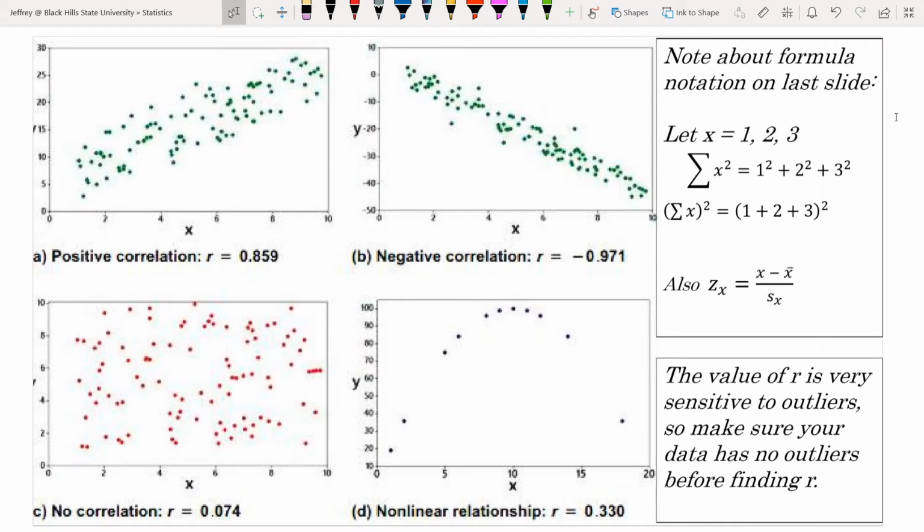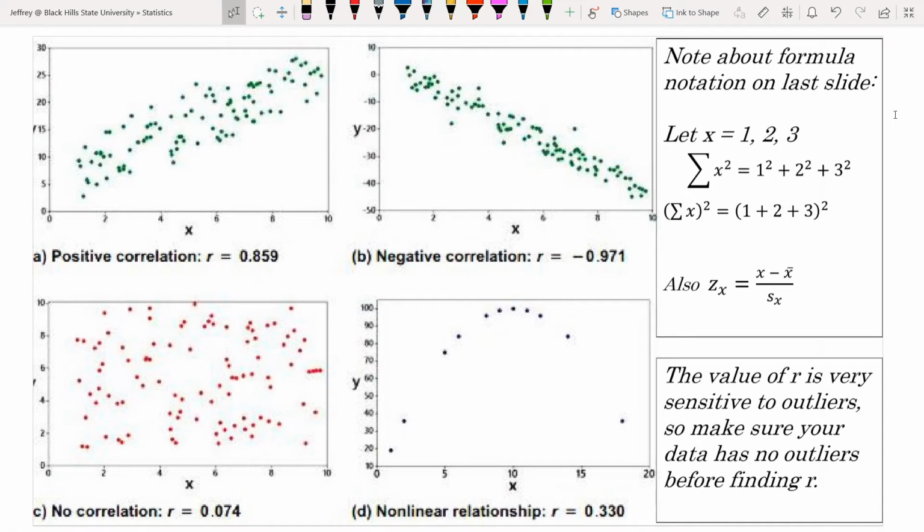Now, sometimes you may have a nonlinear relationship. That means there is some other pattern that the points follow that is not a straight line. For example, in part D, it has a nonlinear relationship. And in this case, r happens to be 0.3. It's definitely closer to 0, but it does follow a parabola. So in that case, you'd want to use some other curve rather than a straight line to approximate those values. You'd come up with some kind of parabola to explain where those values are coming from or how to predict those values.